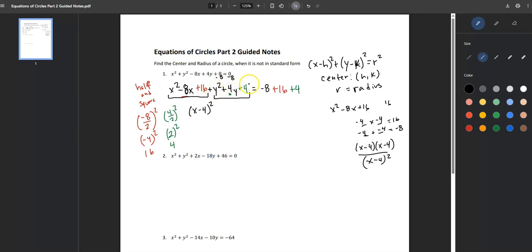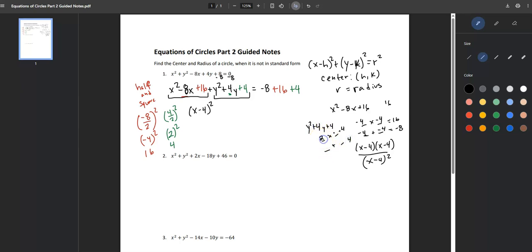1 times 4 is 4. I'm looking for two numbers. Again, I've got y plus 4, y plus 4. Again, a times c is 4. Looking for two numbers that when I multiply them, they give me 4, and when I add them, they give me the middle number 4 as well.